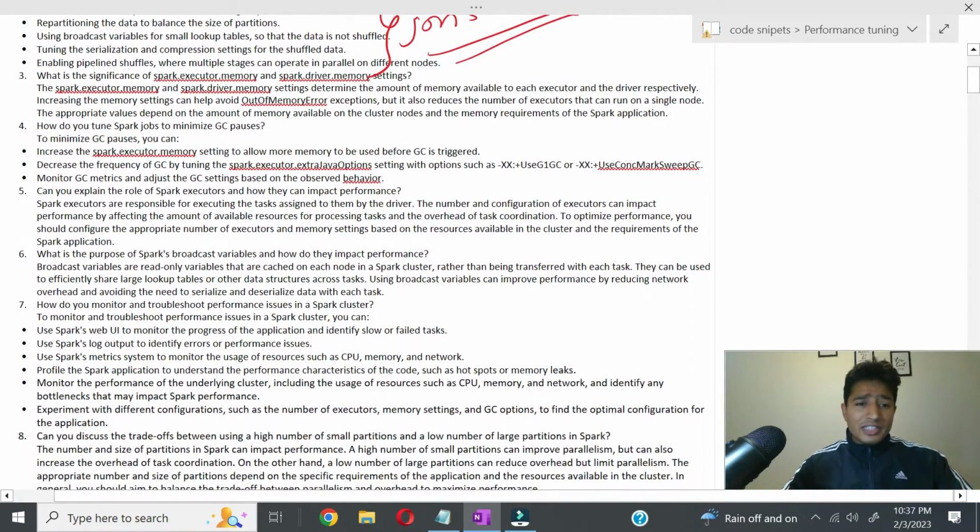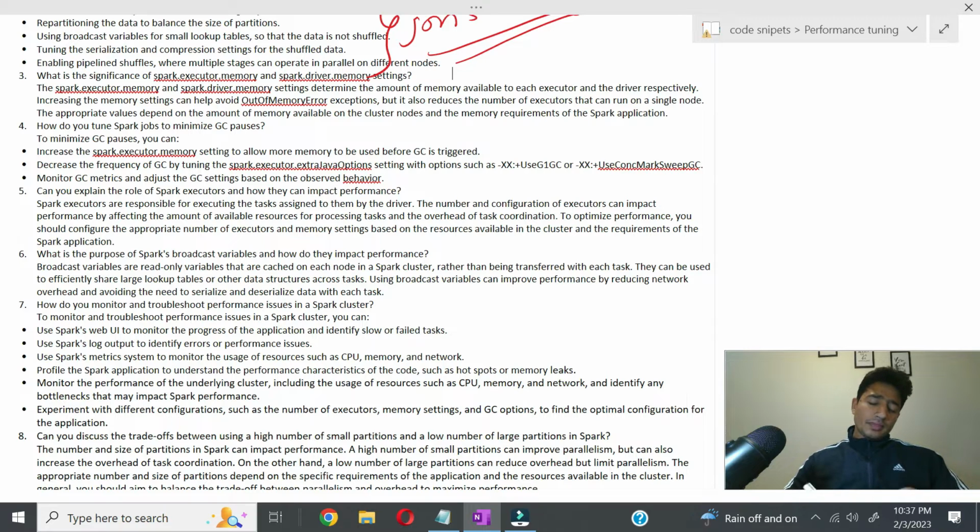Okay. The fourth question is, how do you tune Spark jobs to minimize garbage collection pauses? To minimize garbage collection pauses, you can increase the spark.executor.memory setting to allow more memory to be used before GC is triggered, and decrease the frequency of GC by tuning the spark.executor.extraJavaOptions setting with options such as -XX:+UseG1GC or -XX:+UseConcMarkSweepGC. Monitor GC metrics and adjust the GC settings based on the observed behavior.